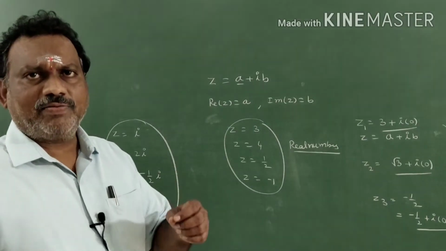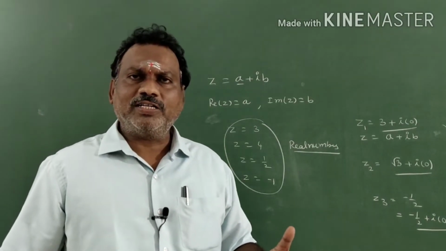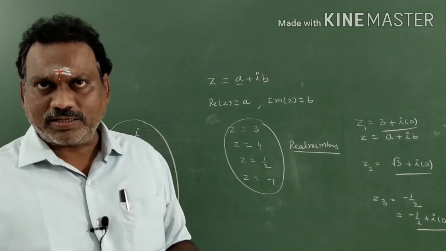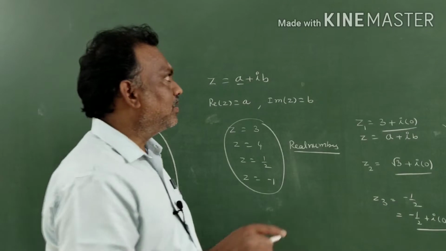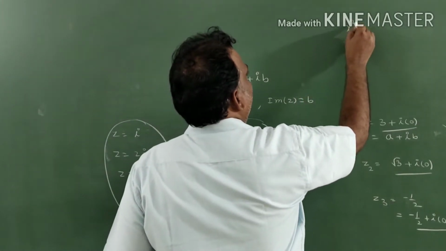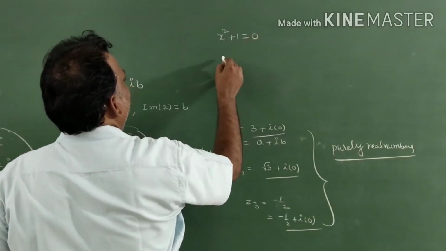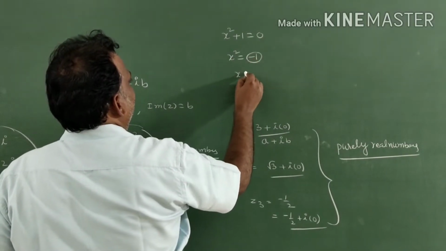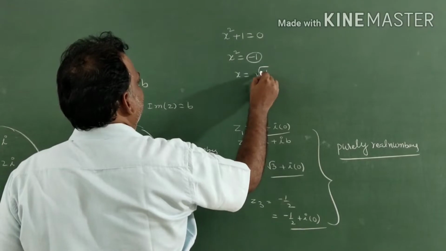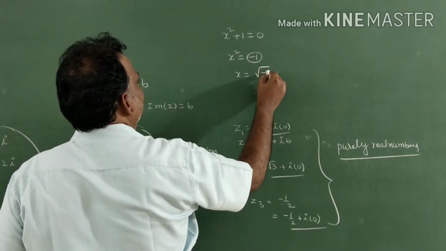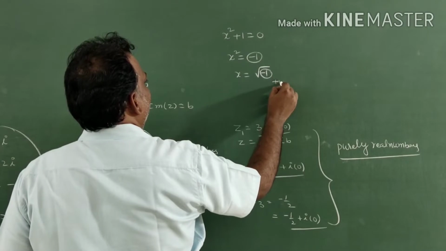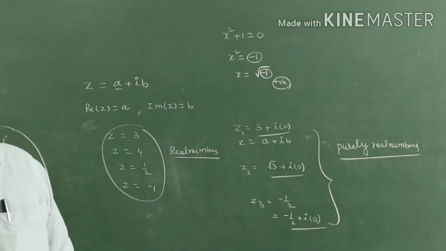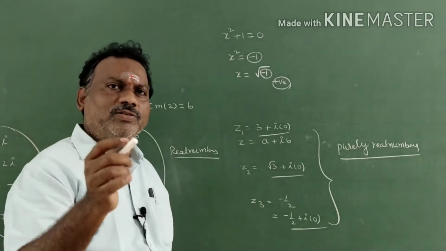What is the necessity of i? Some quadratic equations may get roots involving the square root of negative real numbers. For that purpose, first we took one quadratic equation, x square plus 1 is equal to 0, so x square is equal to minus 1. So x is equal to root over minus 1. Under the square root, till now we calculated only positive real numbers. Now negative real numbers also exist.